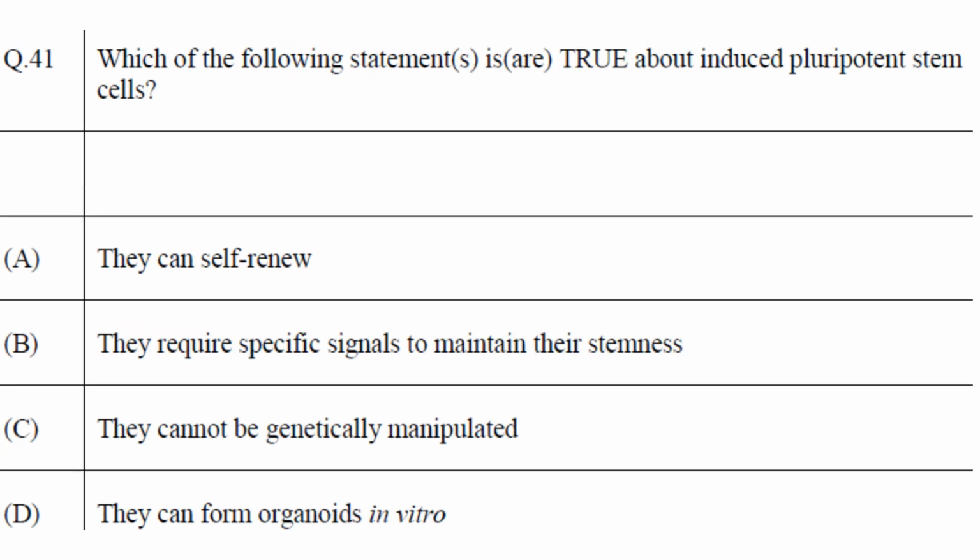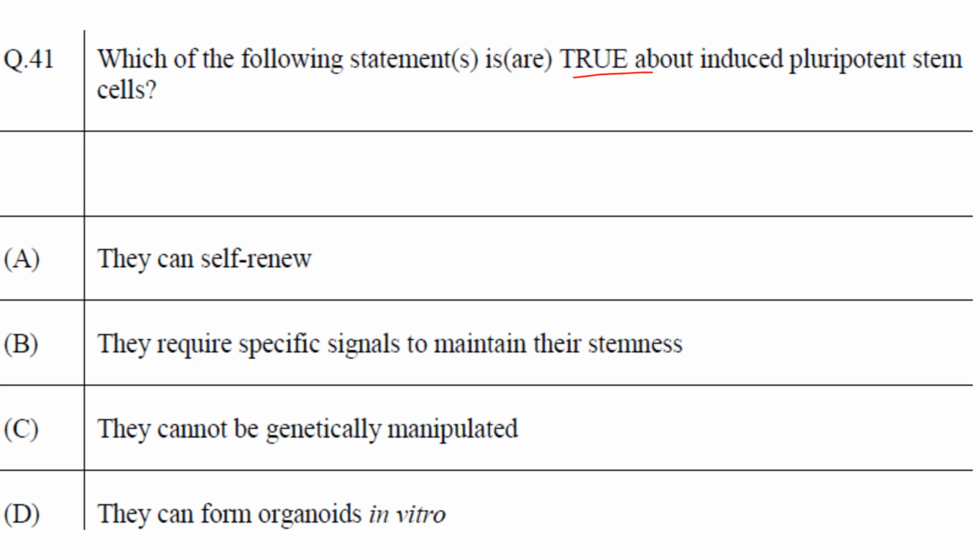Then next one. Which of the following statements are true about induced pluripotent stem cells? Now what are these induced pluripotent stem cells? So induced pluripotent stem cells are generated by reprogramming the somatic cells to come back to the pluripotent state, which is similar to your embryonic stem cells. So, which of the following statements is or are true about induced pluripotent stem cells?